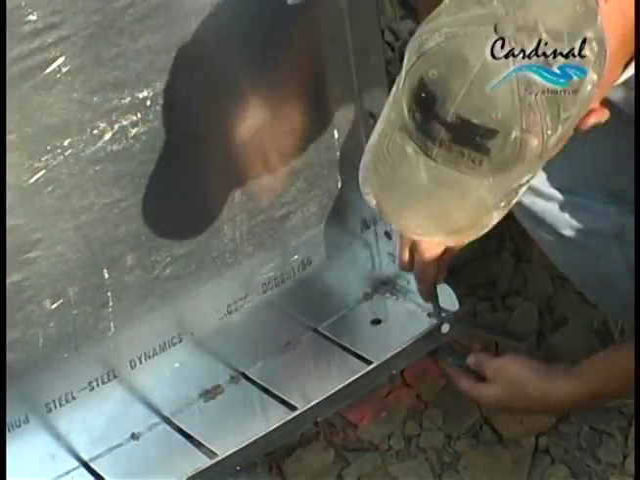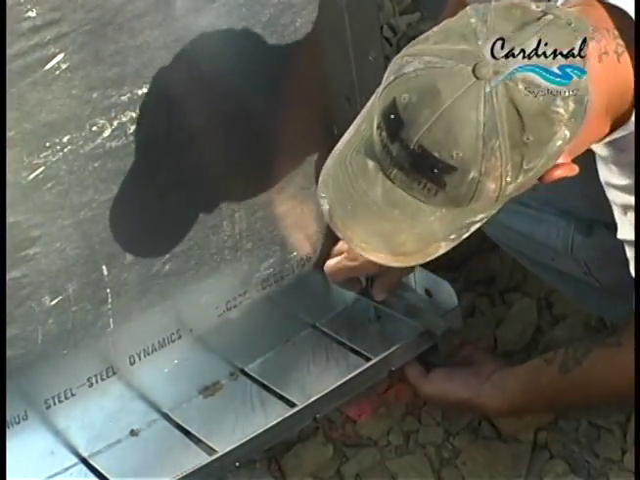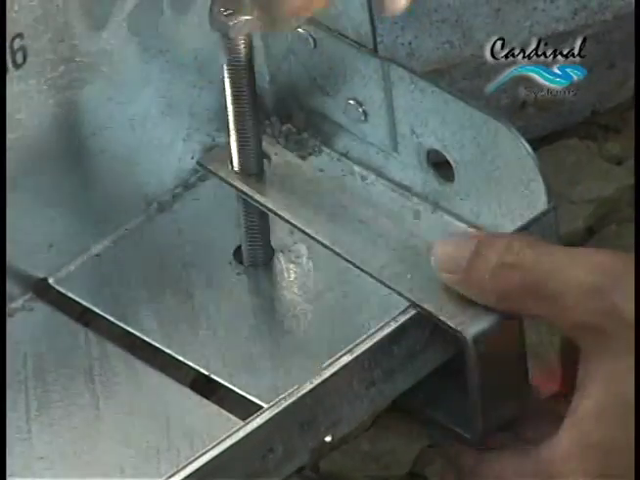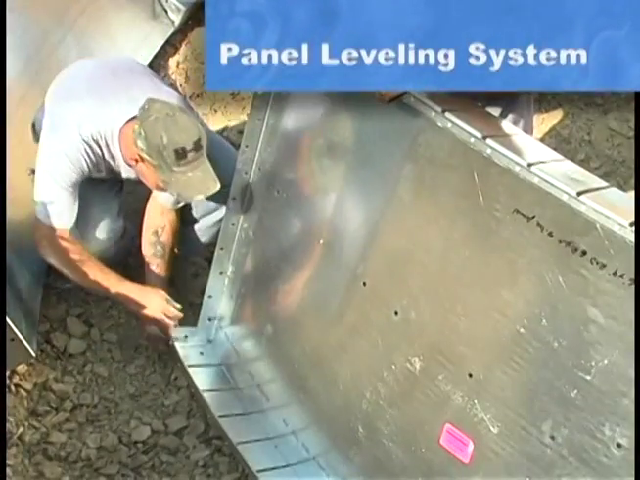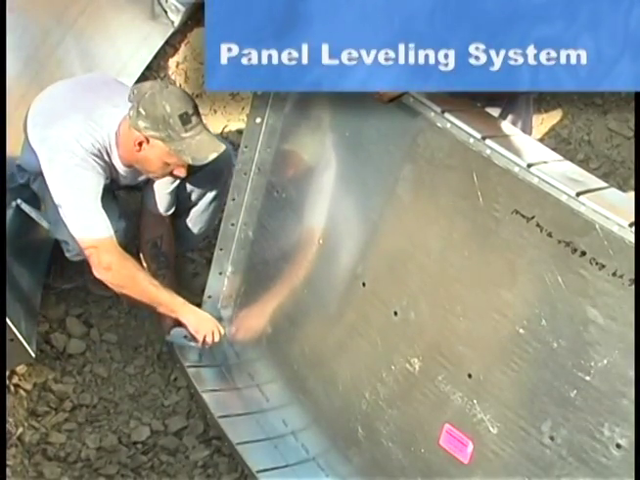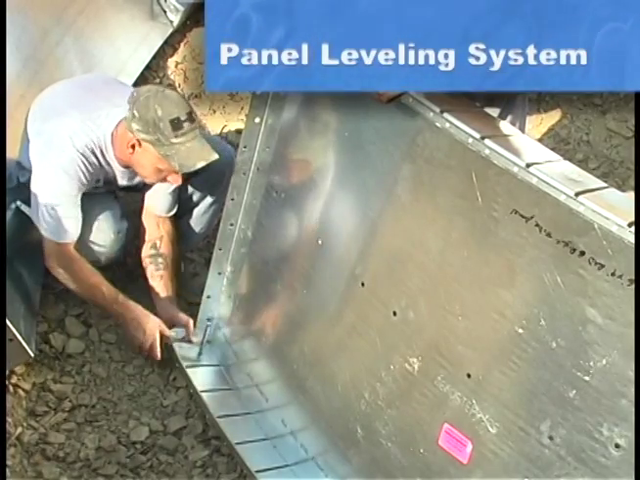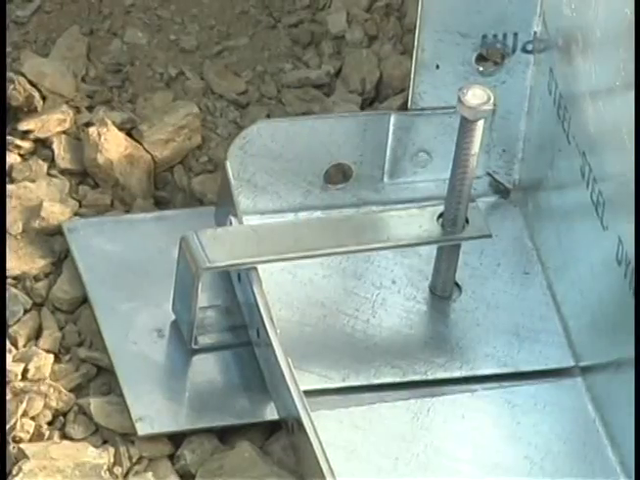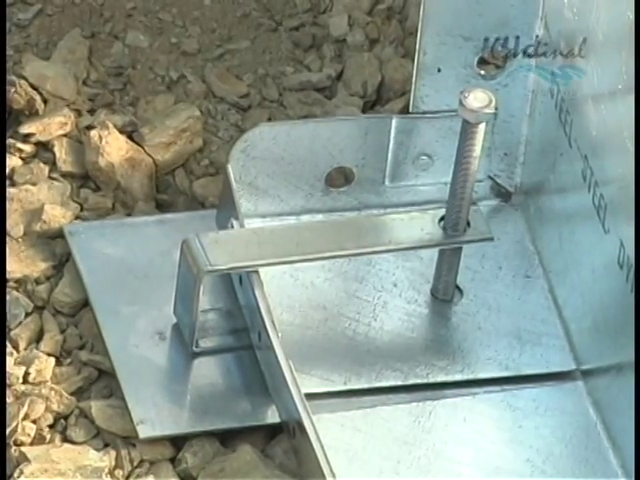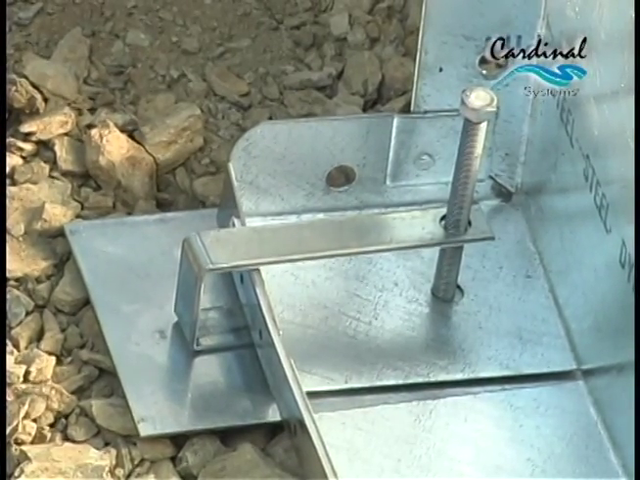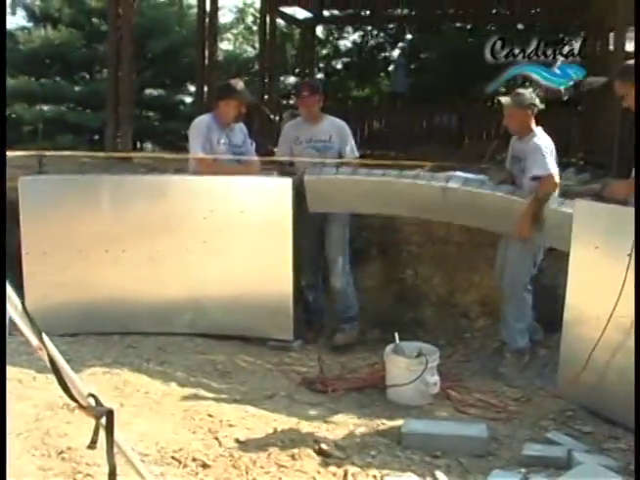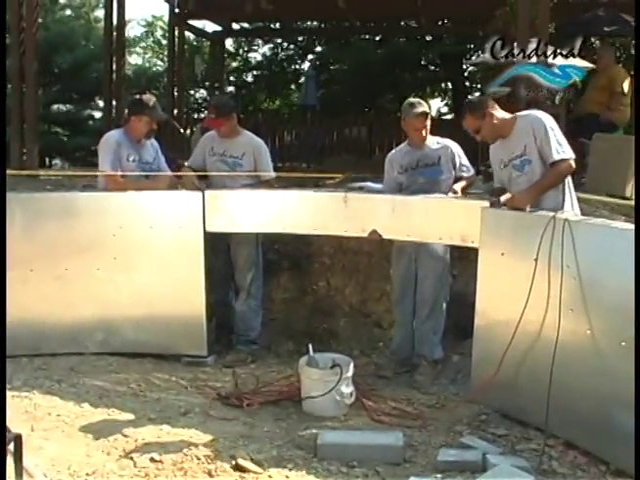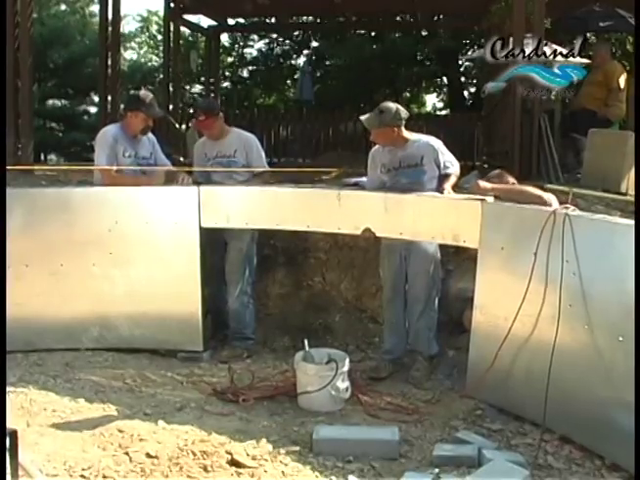When bolting the panels together, Cardinal Systems' optional panel levelers are an excellent accessory to use to adjust panel height. This is a C-clamp device which mounts to the panel base and is secured by a long bolt. A steel stabilizing plate is placed under the panel as a base to keep the threaded bolt from digging into the soil. We'll start by setting a few panels and then demonstrate the panel leveling system.